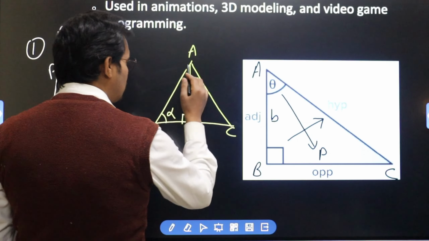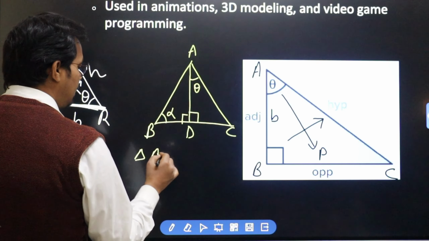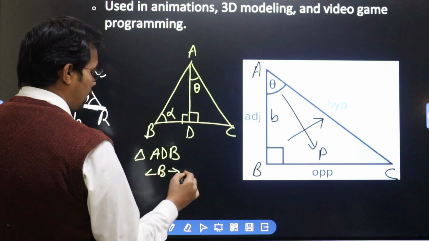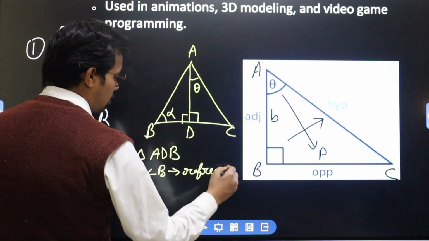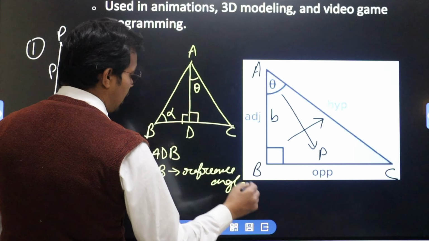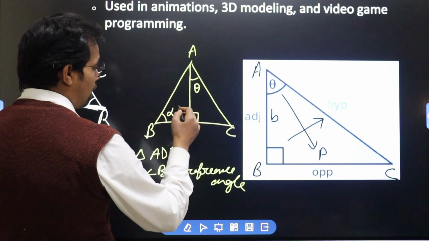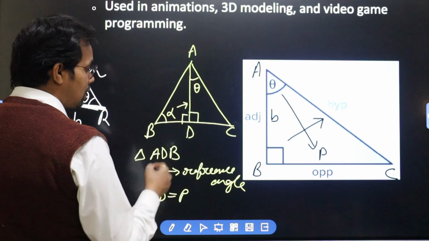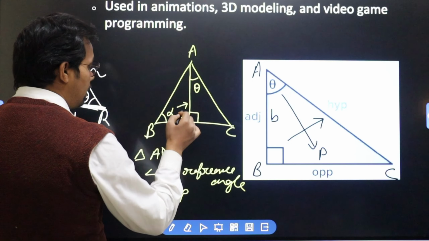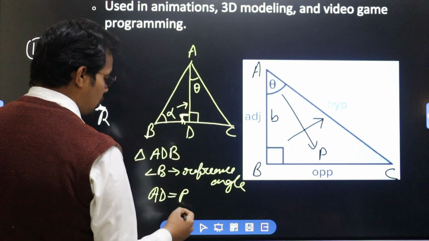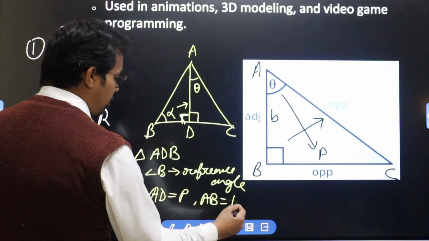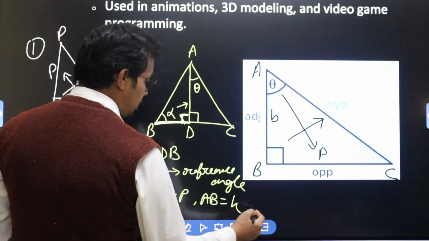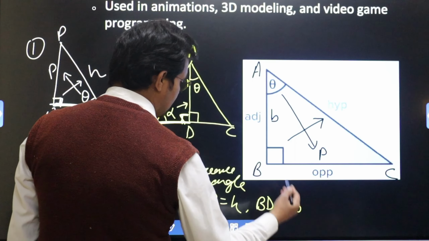So, let us talk about triangle ADB. In ADB, angle B is the reference angle, alpha. So, the side opposite of alpha is AD. So, AD will be the perpendicular. The side opposite of the right angle is AB. So, AB is the hypotenuse, and the side along with the reference angle and 90 degrees is BD, which is the base.